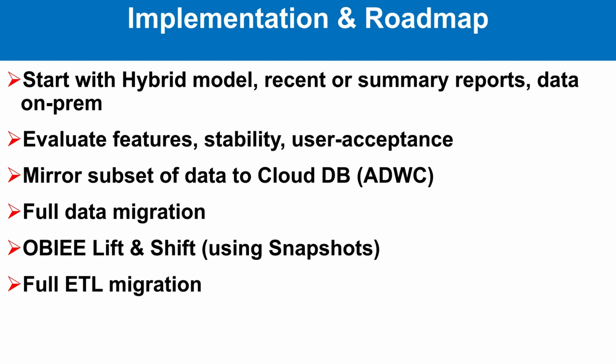Mirror a subset of data. Once we have the user acceptance, we would mirror a subset of data to the cloud database or to Autonomous Data Warehouse Cloud. And then once we feel comfortable, we would do a full data migration, an OBIEE lift and shift using the snapshots migration that we talked about in the prior slide, and then also a full ETL migration to move everything to the cloud.